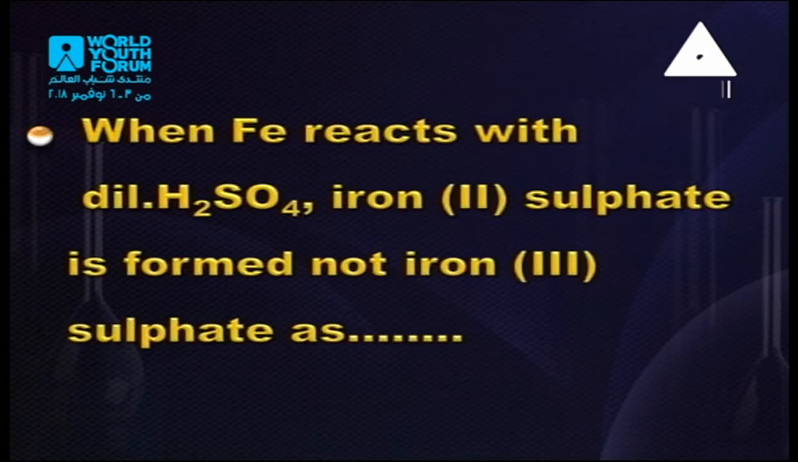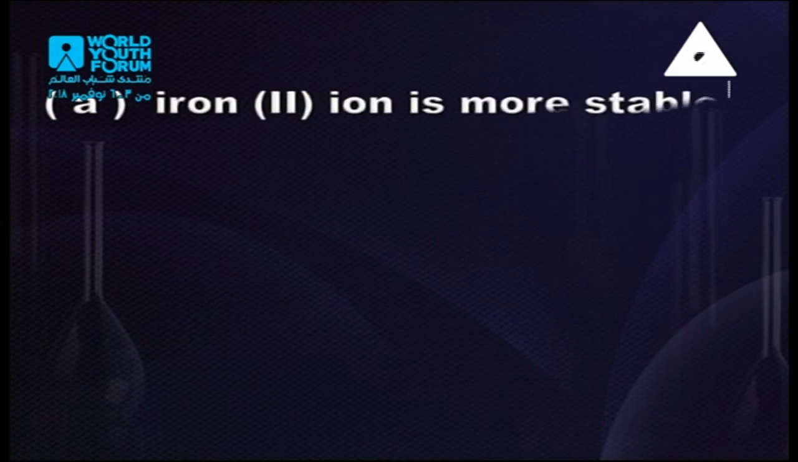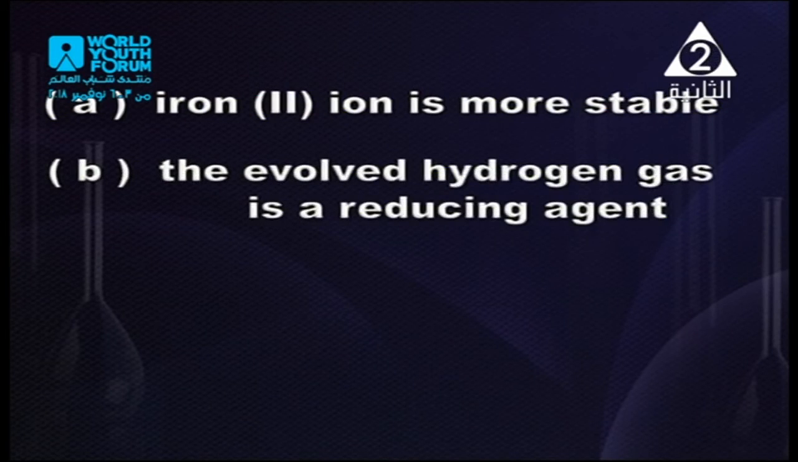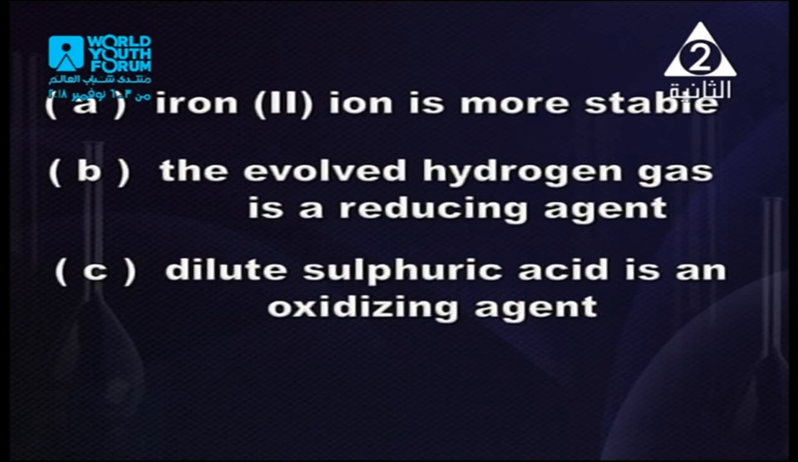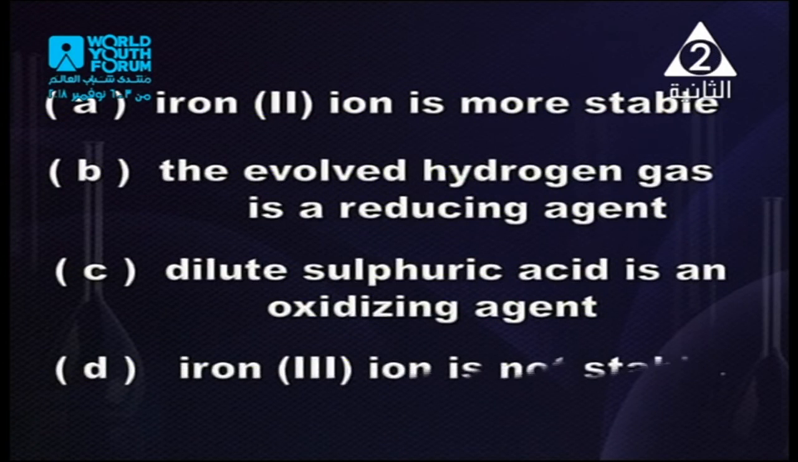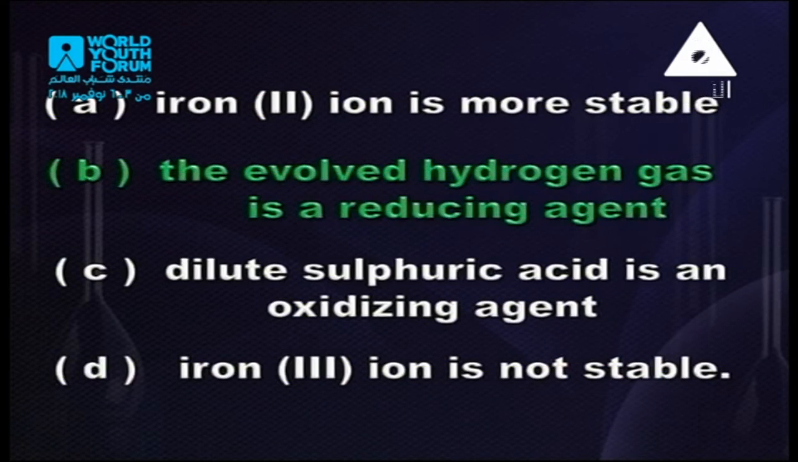Next point, when iron reacts with dilute sulfuric acid, iron 2 sulfate is formed, not iron 3 sulfate. As what? Iron 2 ion is more stable. The evolved hydrogen gas is a reducing agent. Dilute sulfuric acid is an oxidizing agent. Iron 3 ion is not stable. If you think about it, yes, it will be the evolved hydrogen gas is a reducing agent.